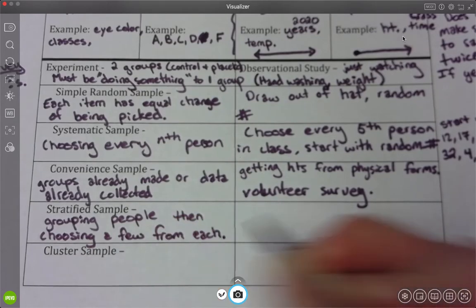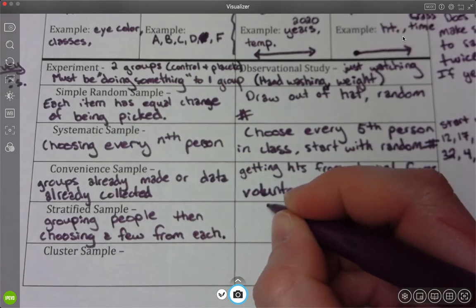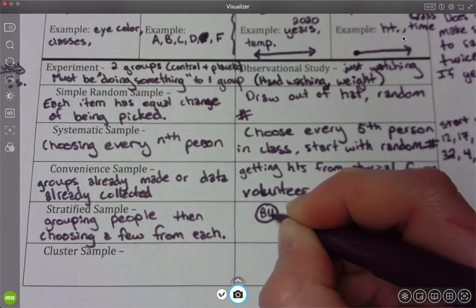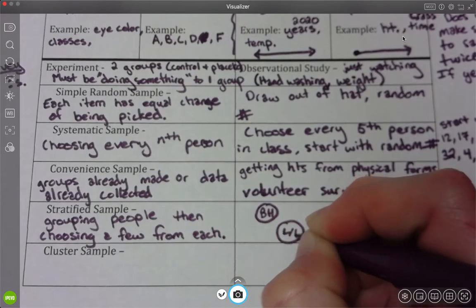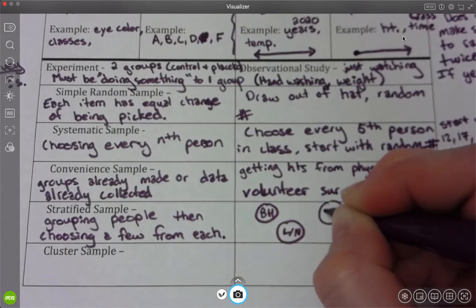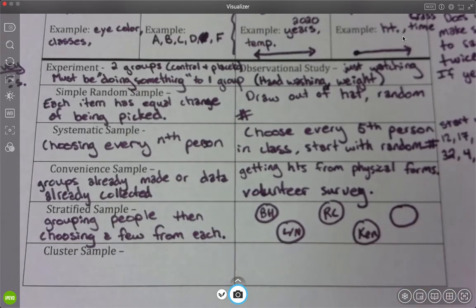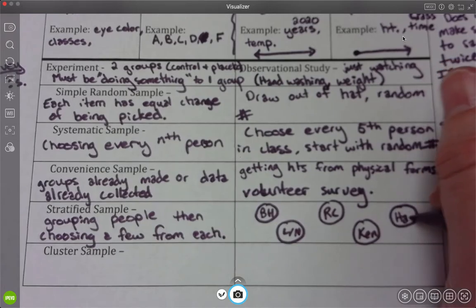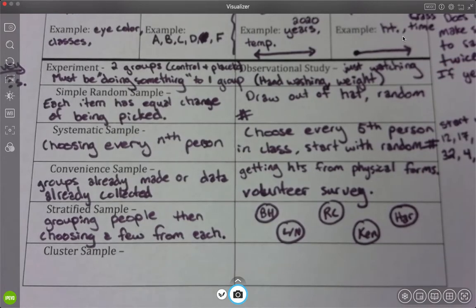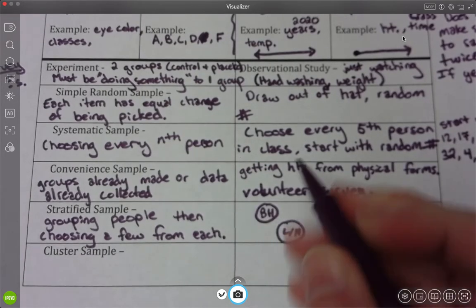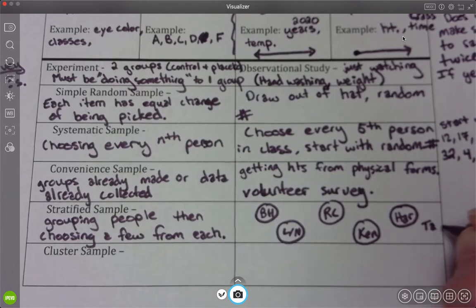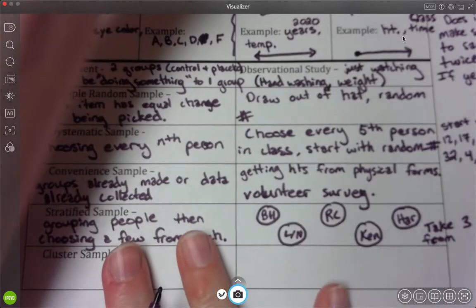So this would be an example like, let's say I have all the Blue Hill people lumped over here, and I have all of the Lawrence Nelson people over here, and I have all of the Red Cloud people over here, and I have all of the Kennesaw people over here, and I have all of the, I don't know, what's another one, Harvard people over here. So those are 5 schools in our conference. After I have them lumped, then I'm going to take 3 from each. So I'm going to collect data from 3 people from each of the schools. So that gives me kind of an equal representation from each one of the schools.